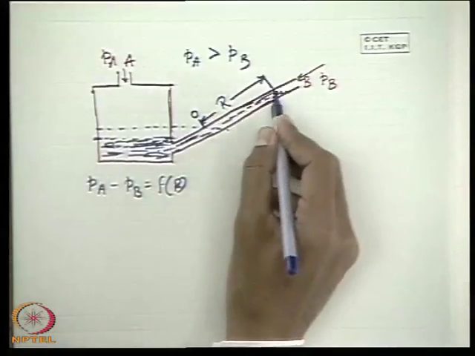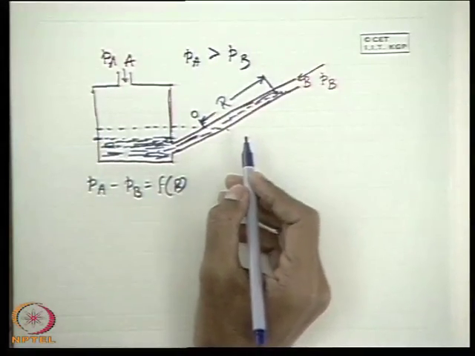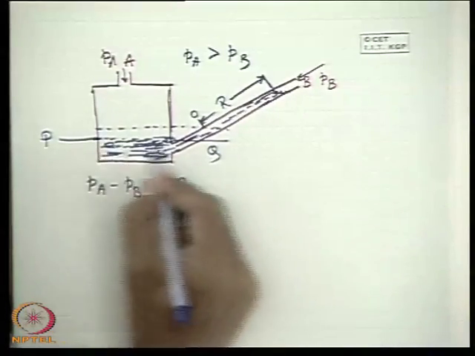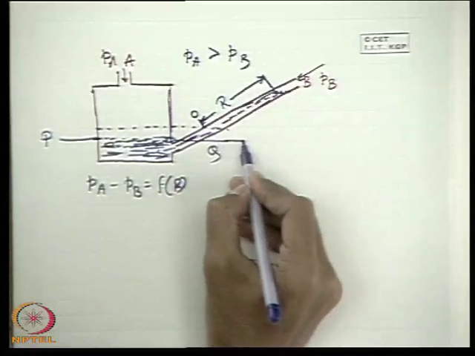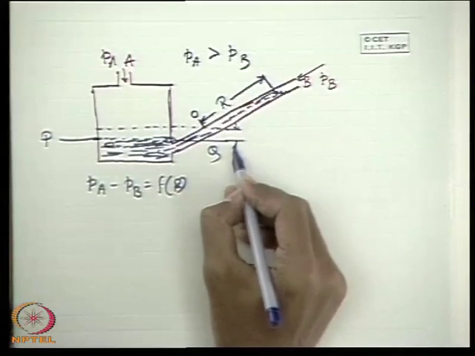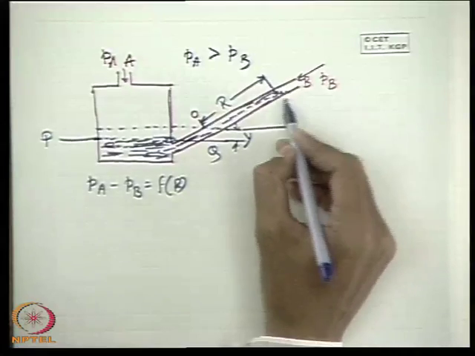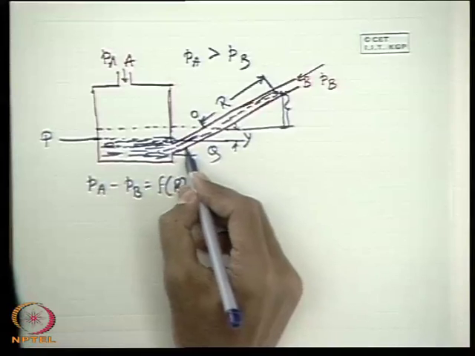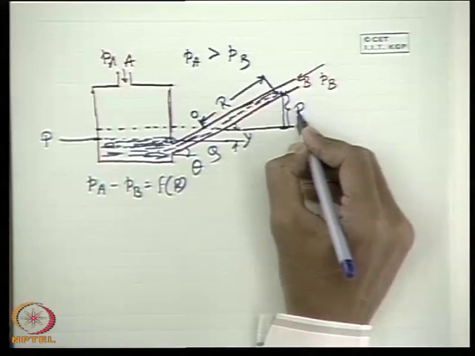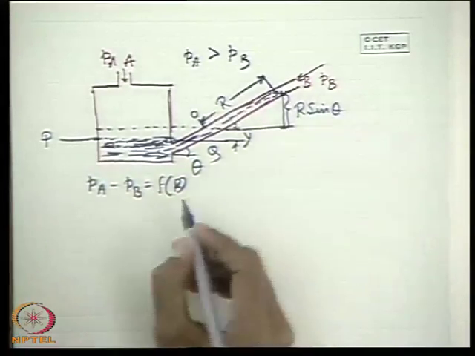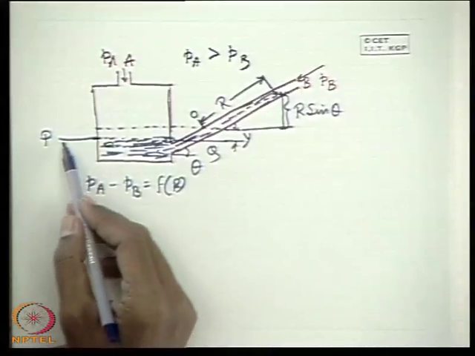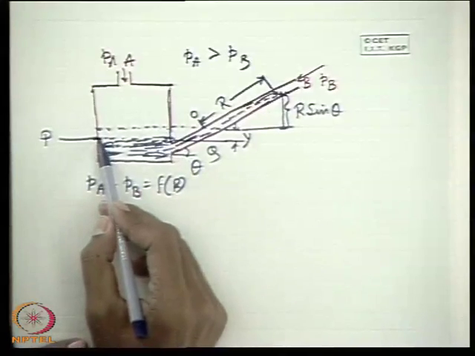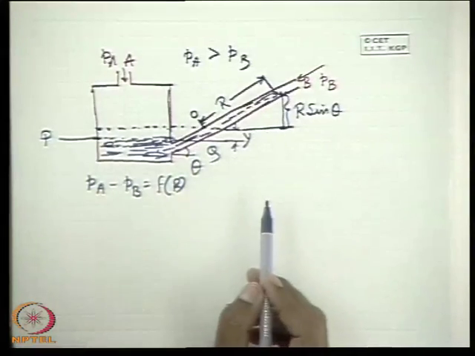So let us consider the hydrostatic equation written at this level from both sides. Let us consider this deflection as y, and if this angle be theta, this is R sin theta. Truly speaking, we have to use the hydrostatic equation at this level of the liquid, so the original level is not very important. Now we have to find the difference in level in both limbs, like a simple U-tube manometer.